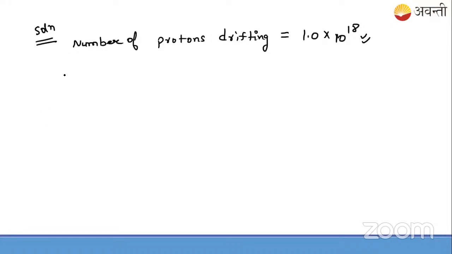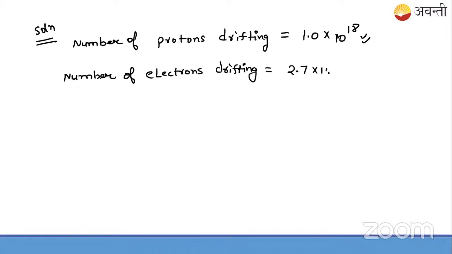We must understand the things properly. No need to hurry. So then it says the number of electrons which are drifting through the same cross section area is given as 2.7 into 10 to the power 18. Okay? So if we need to find the total charge, this will come out to be what?